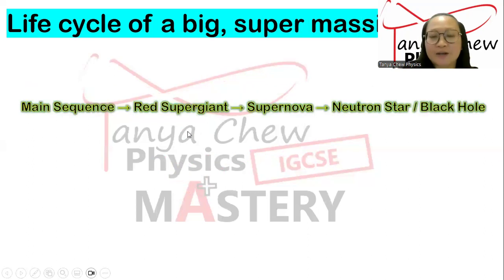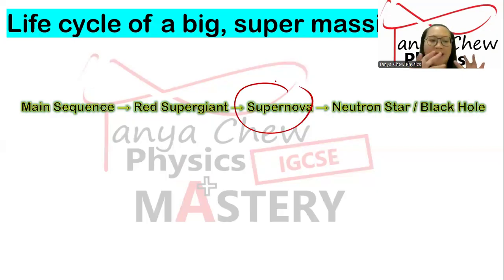And okay, the life cycle of a big or super massive star starts from the main sequence and forms a red supergiant, right? Red supergiant is super, super large, and a supernova will occur. Supernova is the explosion of the big red supergiant star that gives out a large amount of energy across the universe, right? After that, the core of the supernova could form a neutron star or black hole, depending on the size of the star initially.